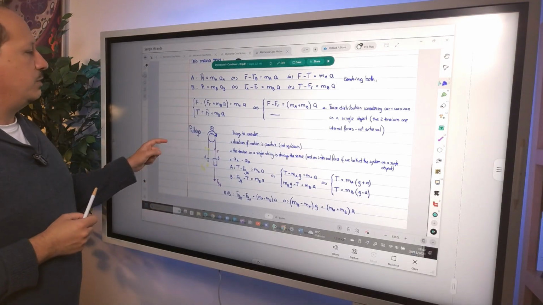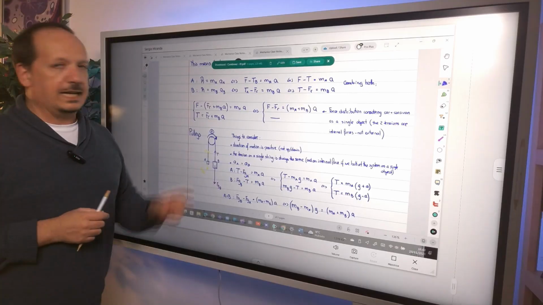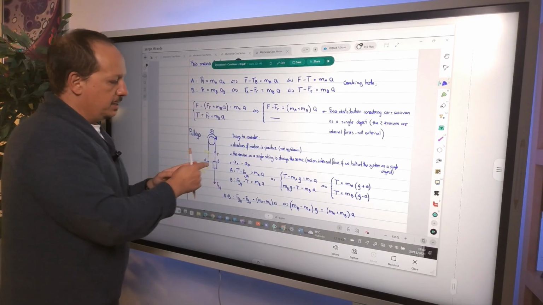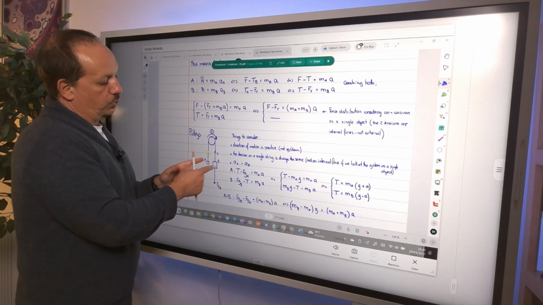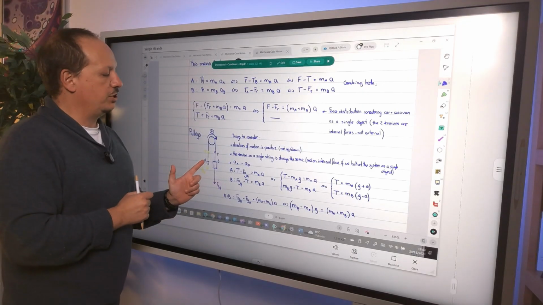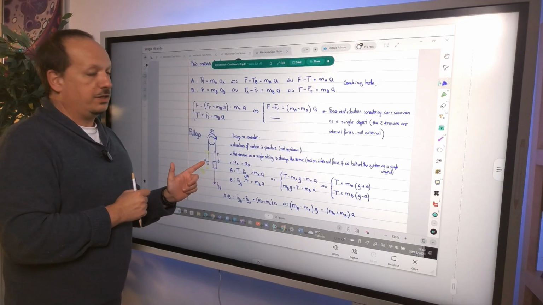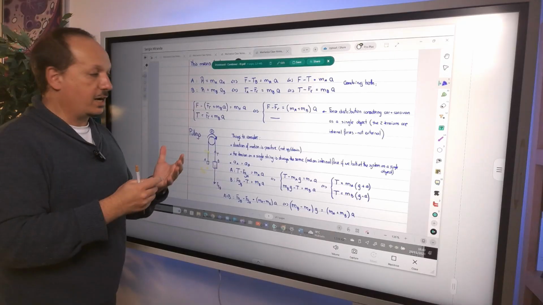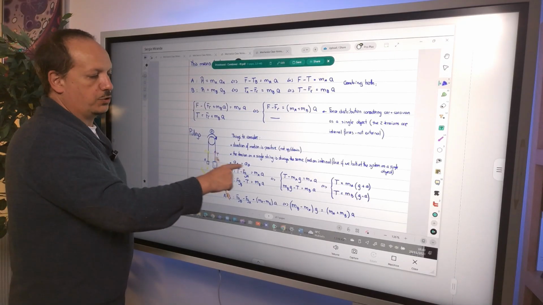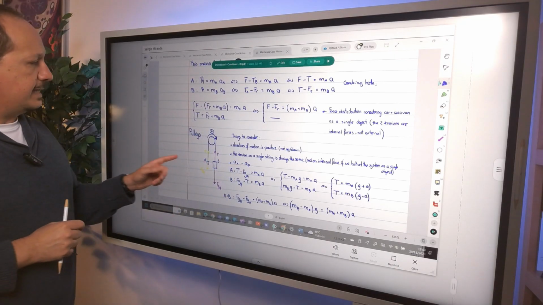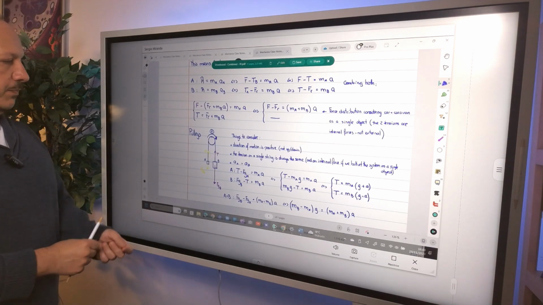So again, let's see what's going on. Just like the example of the car and the caravan, the acceleration with which this one goes down is the same as the acceleration with which this over here, this A, goes up, right? They are connected by a string. That's what you have over there. Let's now look at each one individually, okay?